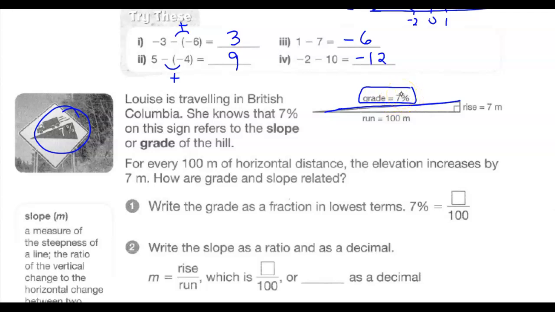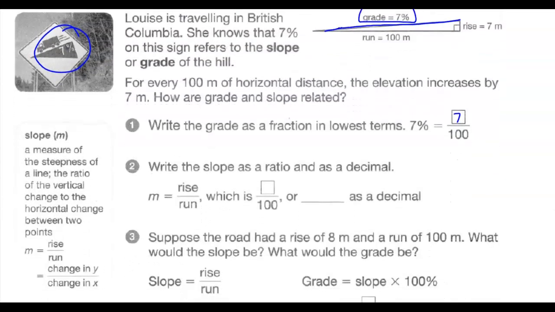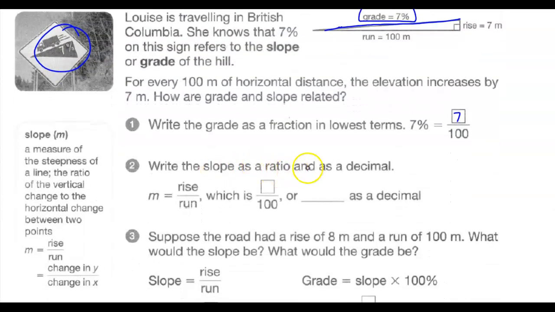Grades are usually given as a percent, and slopes are usually given as a fraction or a decimal. So write the grade as a fraction in lowest terms. So 7%, remember, is 7 divided by 100. Write the slope as a ratio and as a decimal. So slope is rise over run. So you have to memorize that. It's over here again if you need to. Rise is the change in the vertical, change in y, and run is the change in the horizontal, or x.